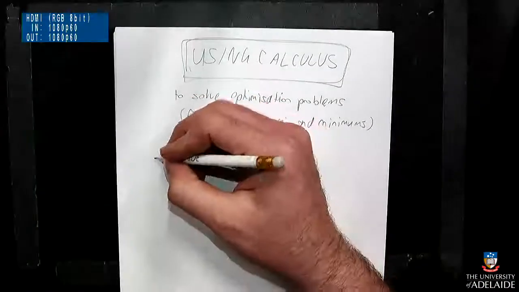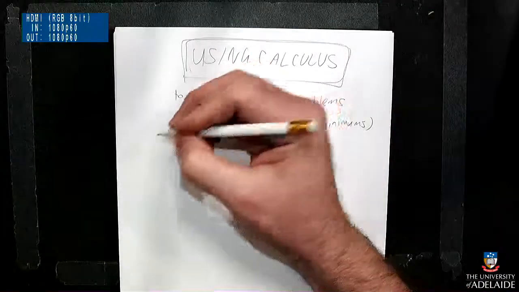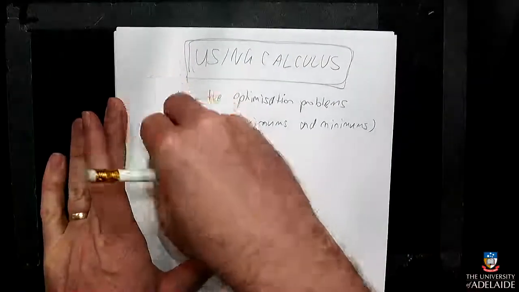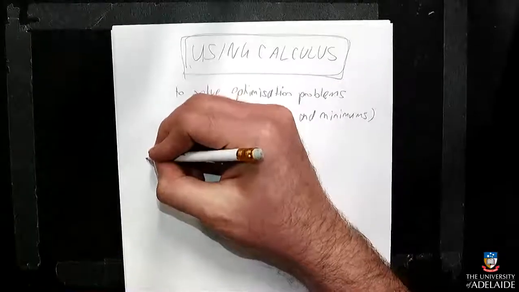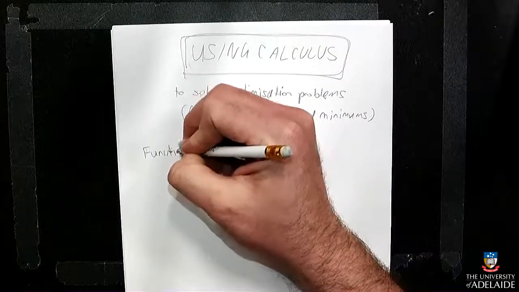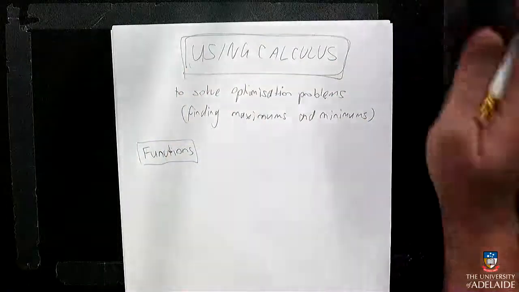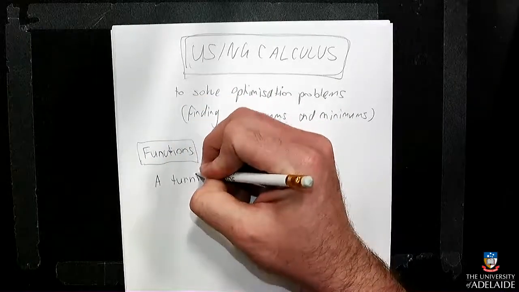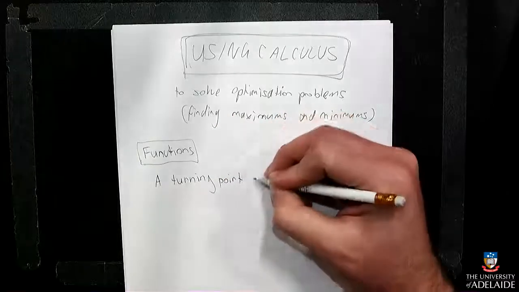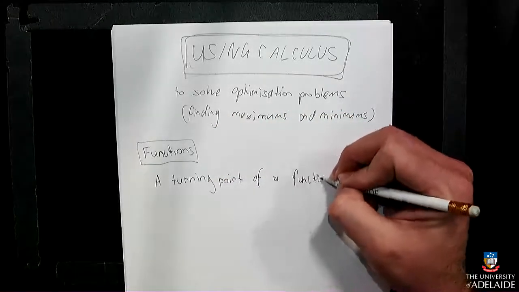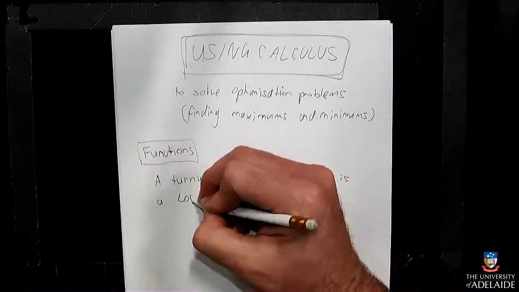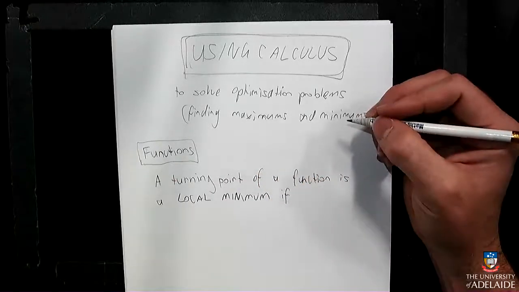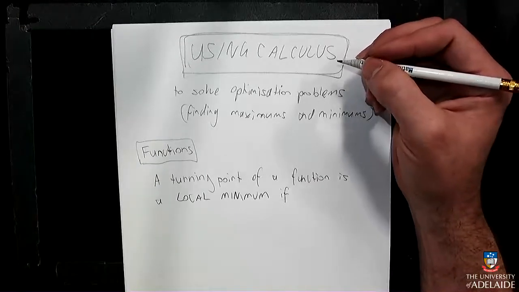So just firstly, turning points of functions and maximums and minimums for functions. For functions, a turning point of a function is a local minimum if, well, in an interval around it, it's the lowest point.